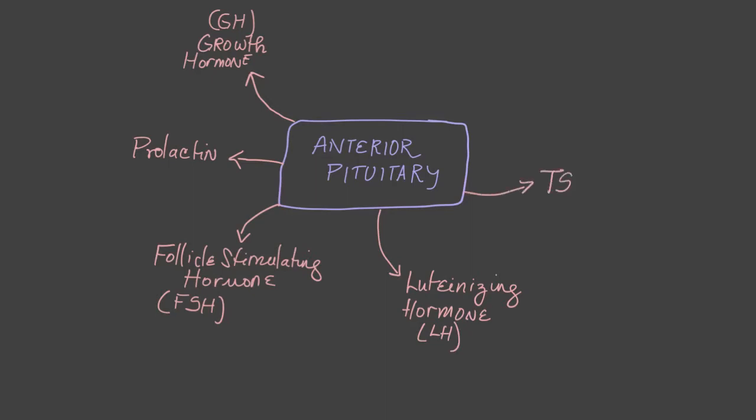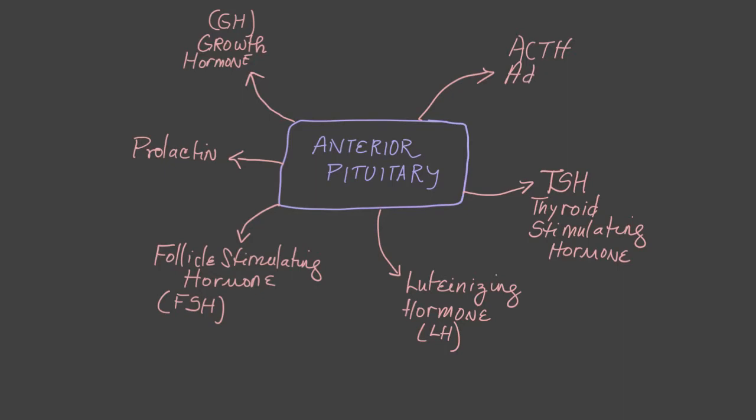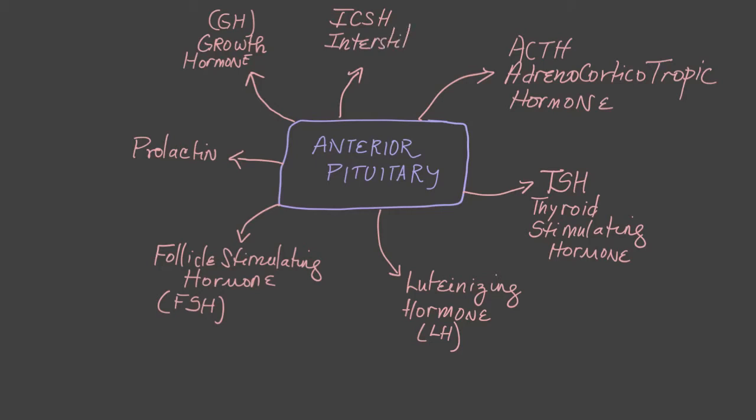The next hormone is the thyroid stimulating hormone, or TSH. As its name indicates, it stimulates the thyroid gland to produce its hormones. Similarly, the ACTH, adrenocorticotropic hormone, stimulates the adrenal cortex to produce its hormones. Tropic means to stimulate. Here is the ICSH, or interstitial cell stimulating hormone. It acts on the testes, specific cells on the testes, stimulating them and making them produce testosterone.